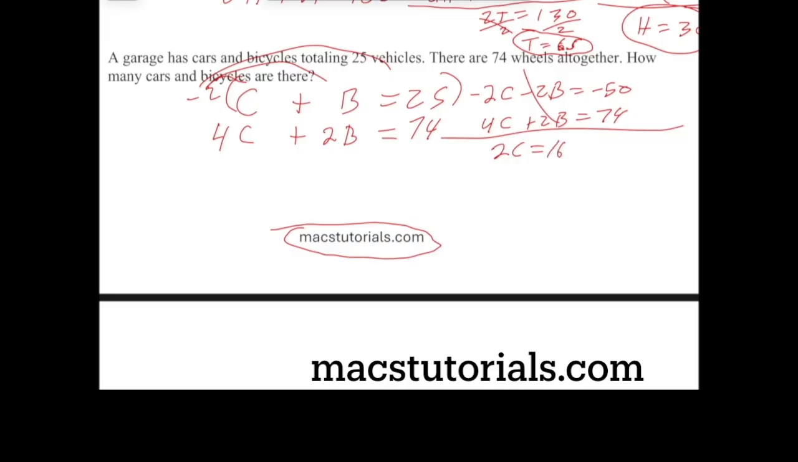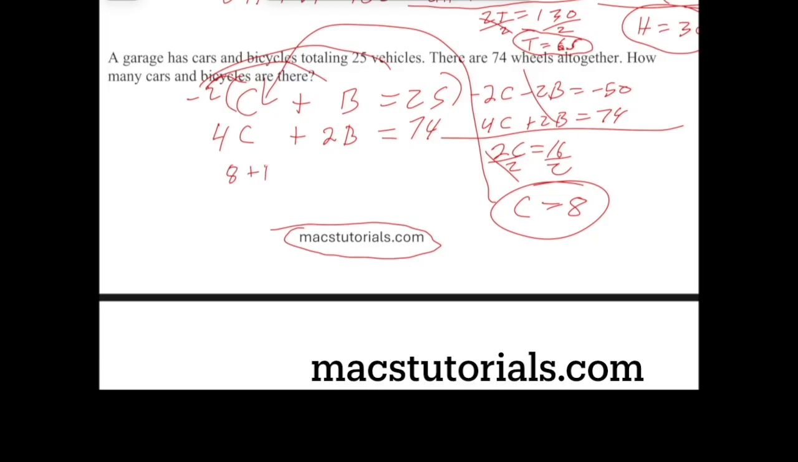I divide each by 2, and I'm going to get my cars equal. I have 8 cars. All right, then I'm going to go plug him back into there. And instead of C, I'm going to write 8 plus B, my bikes, equal 25. Once I subtract each by 8, my bikes equal 17. Okay, there we go. 17 bicycles and 8 cars.